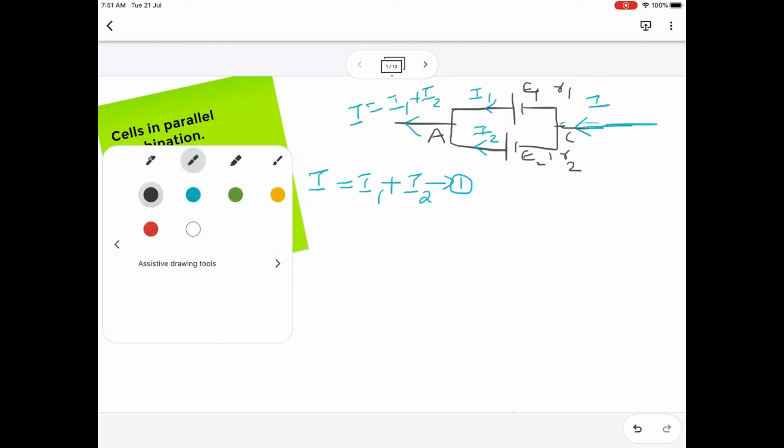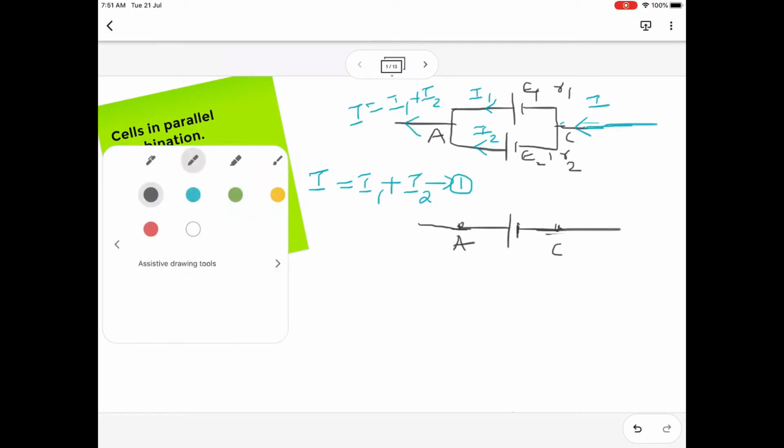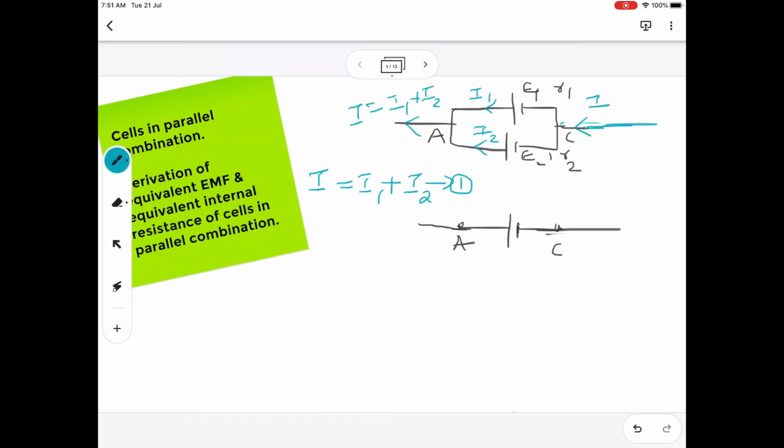Say I equals I1 plus I2. The net current here is the sum of individual currents. So now we are trying to draw an equivalent figure with an equivalent cell connected between the same two extreme terminals, say A and C. This is the equivalent cell we consider, for the reason that even this cell will be sending out a current of I, which is I1 plus I2.